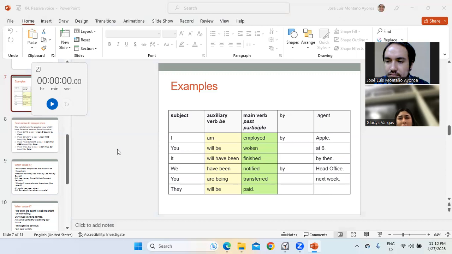We are being helping by my family. Okay, good. Just the verb. The main verb has to be in the past participle. Your main verb is help, right? What is the past of help? Helped. Exactly. We are being helped by my family.